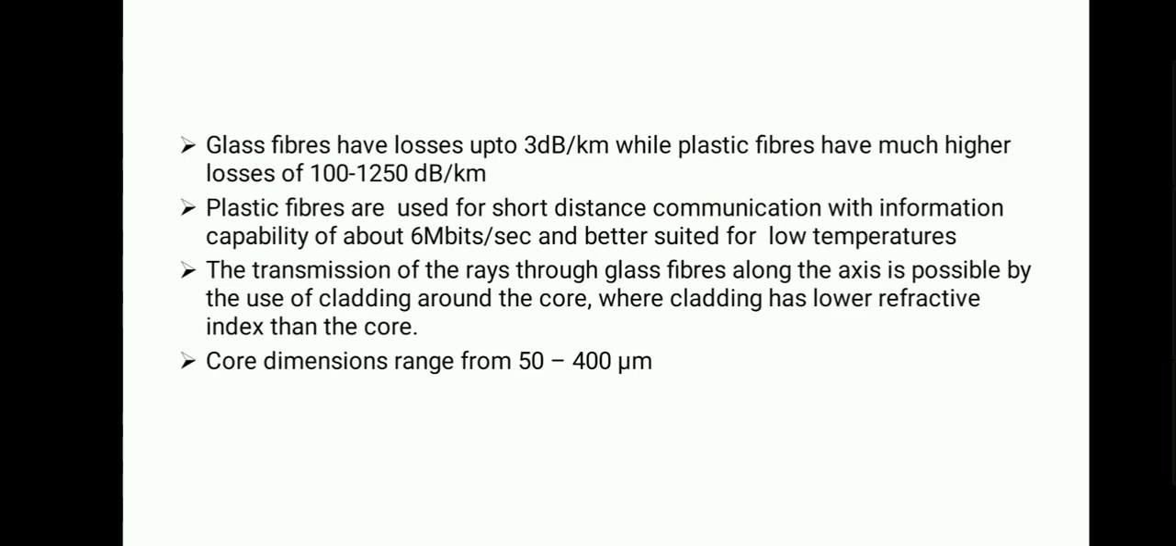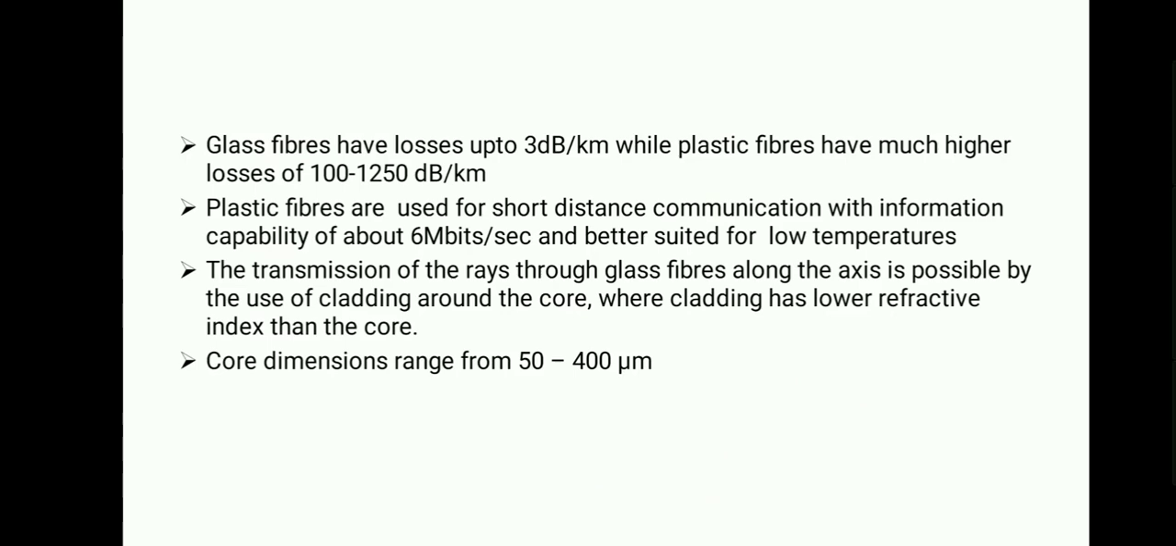The second point, plastic fibers are used for short distance communication with information capability of about 6 megabits per second and are better suited for low temperatures. Because of the higher losses in plastic fibers, you cannot use them for long distance communication, or else your signal will be attenuated and the information will be totally polluted. So instead, you can use several plastic fibers at short distances, and it has a capability of 6 megabits per second.